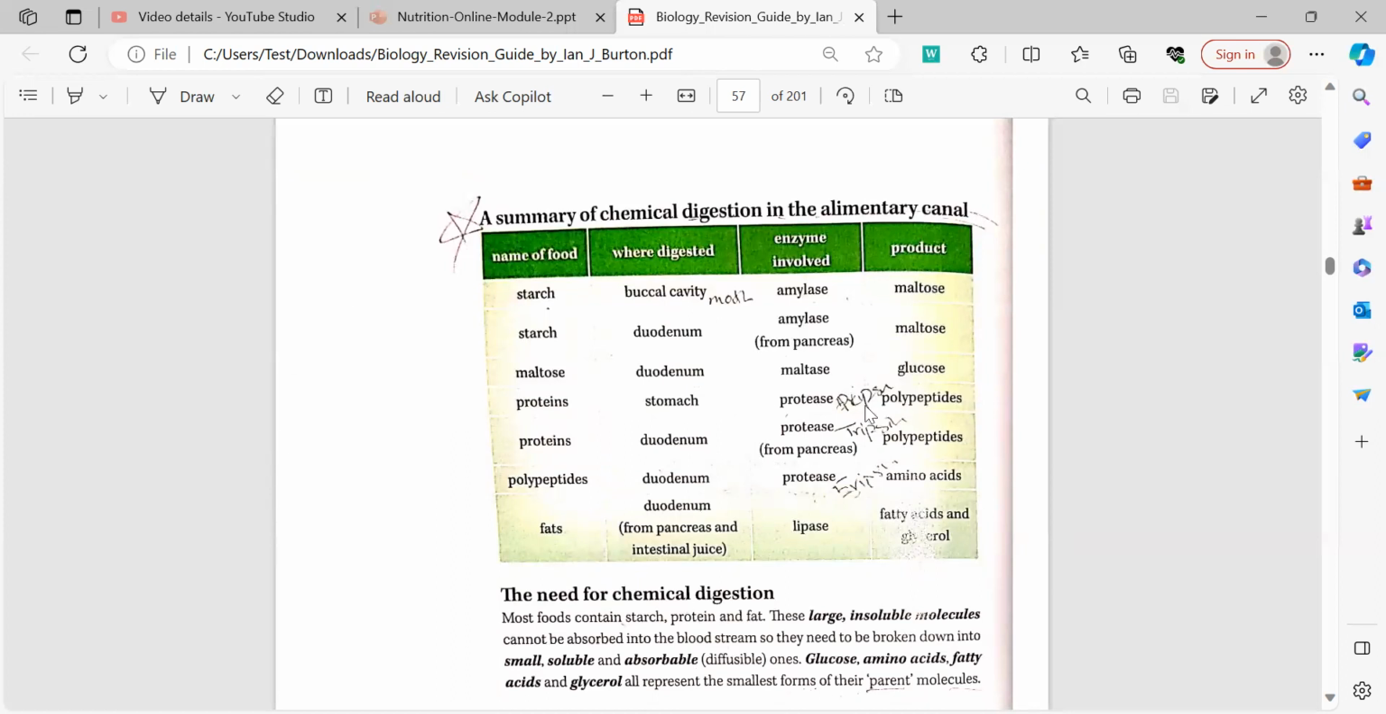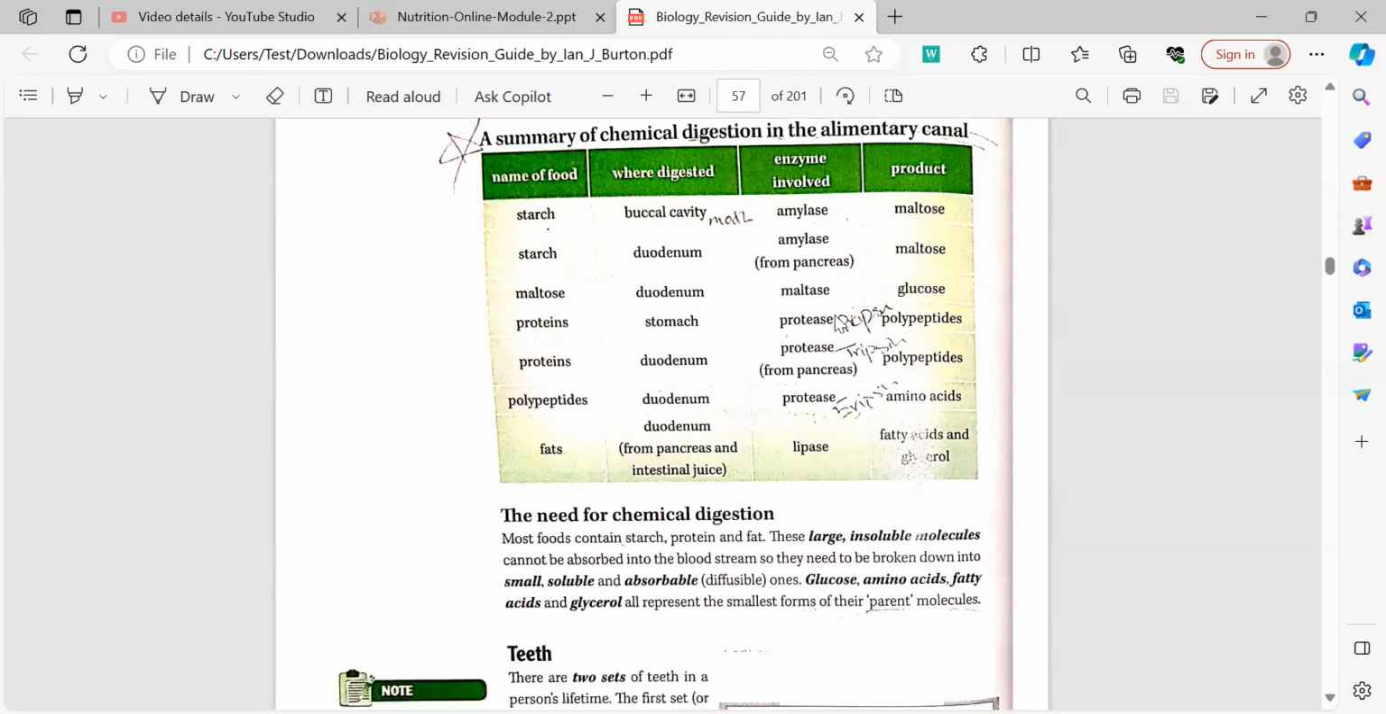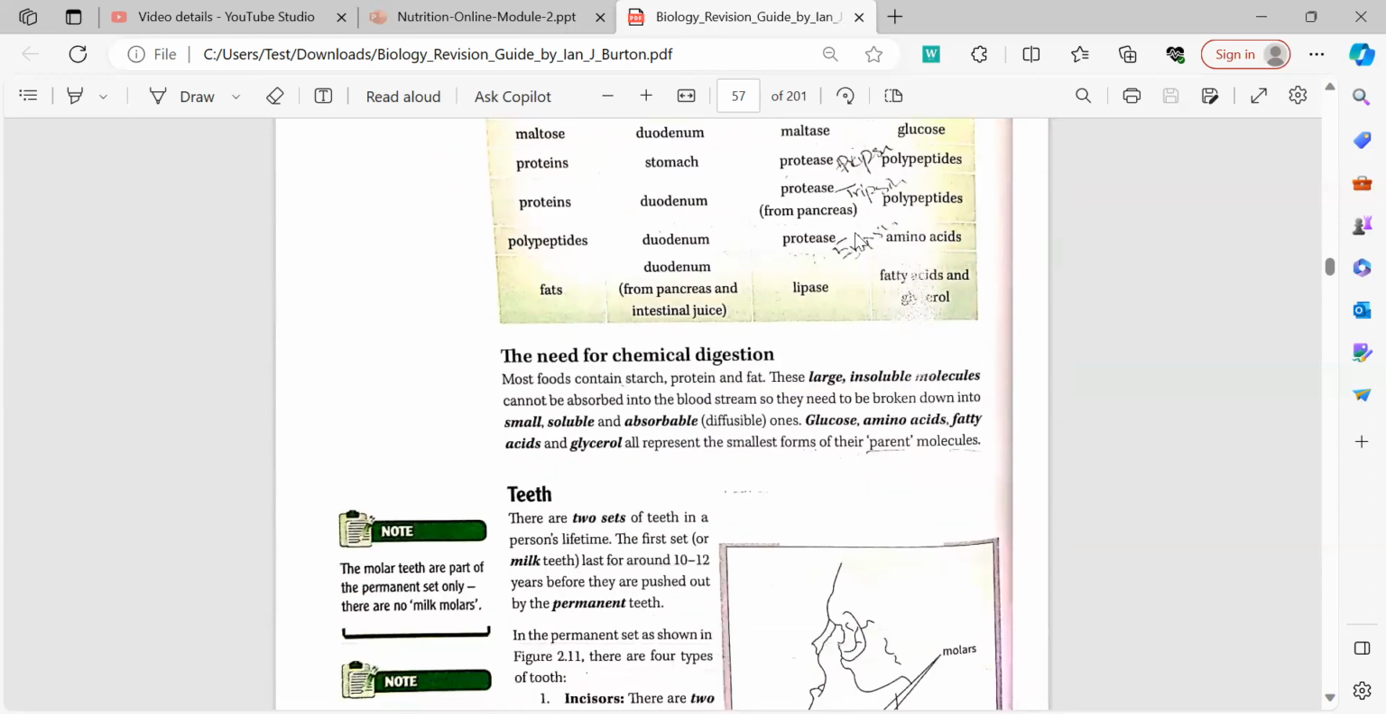Now, this is a summary of all the enzymes used in the human alimentary canal. Fats are broken down by the pancreas, polypeptides by the duodenum. You don't need to memorize the table, but just the key enzymes, like I told you, in saliva: amylase, protease, and lipase. Also the optimum pH for the respective enzymes. For example, lipase works under alkaline conditions, protease works in acidic conditions, and amylase works under almost neutral conditions. The neutral pH of the human body is 7.